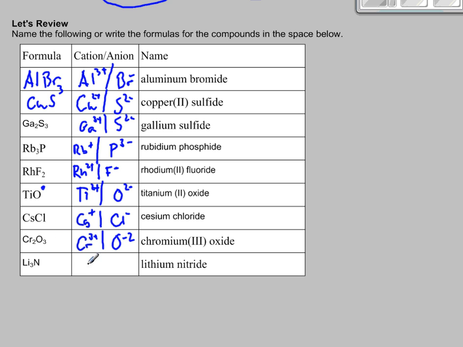And then lithium nitrate, Li with a plus, and N3-, lithium nitride. Okay, no Roman numerals because this is another alkali metal. So we know that it's a +1 charge, and nitride we know is a negative charge from the periodic table.